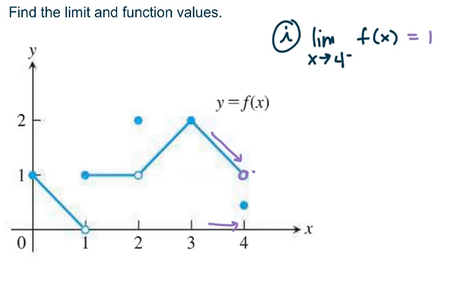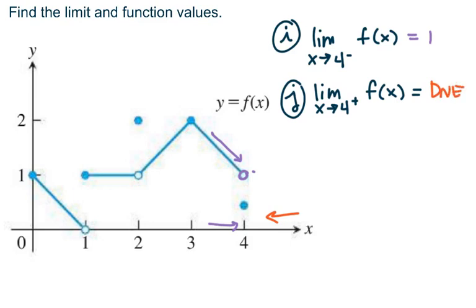So how about J? The limit as x approaches positive 4 from the right of this function. Now, is it possible to approach from the right side? There is no graph to the right of x equals 4. So this would tell us that it does not exist. And since I and J are not the same, the two-sided limit as x approaches 4 of the function would also not exist.